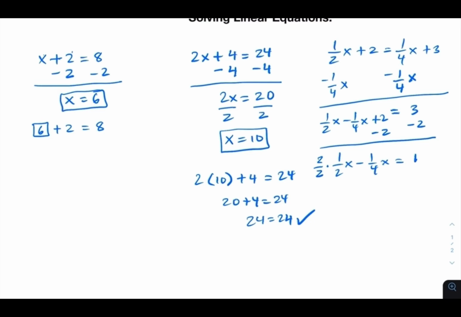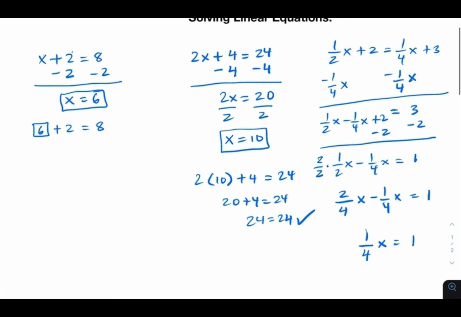And so in this case, if we multiply 2 over 2 here, when you multiply across, 2 times 1 is 2, 2 times 2 is 4, x minus 1/4 x is equal to 1. Now we have the same denominator, right? So when we have the same denominator, we can subtract the tops. So 2 minus 1 gives you 1, and you keep the same denominator, which is 4. And so 2/4 minus 1/4 is 1/4, and so you have 1/4 x is equal to 1.